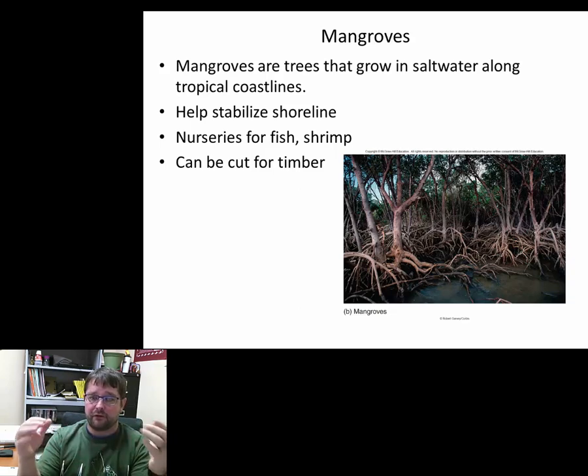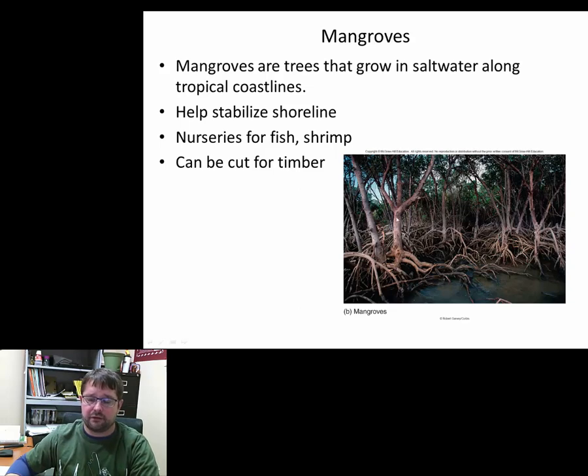They also stabilize the shoreline from being washed away by constant wave action. And they have been in the past cut down for timber, but a lot of the mangroves in most of the region are now protected because a lot of the species are endangered now, because of the amount that have been cut down in the past.